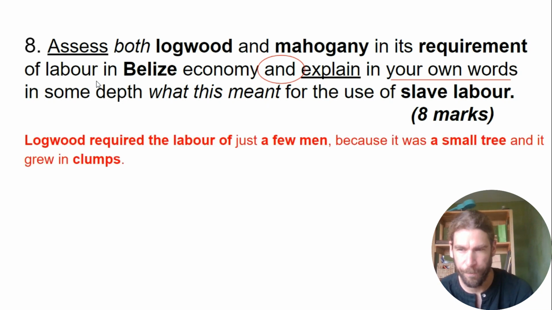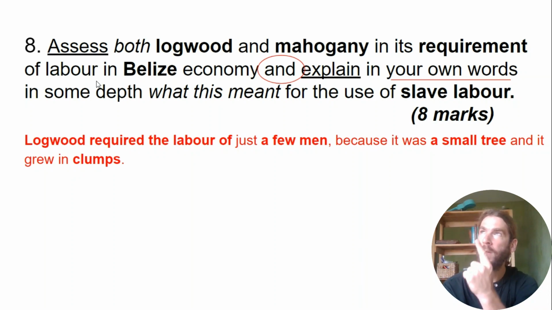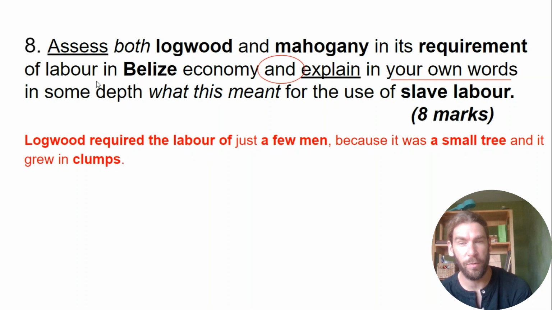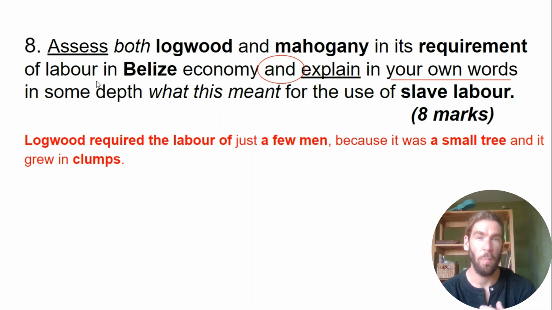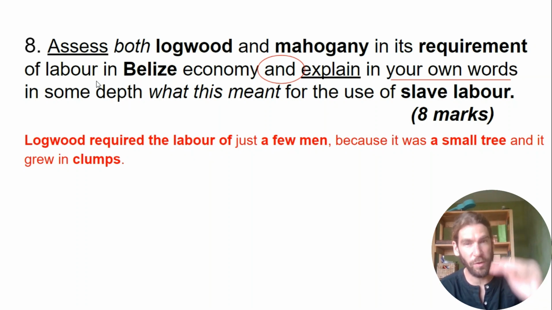There are 3 steps in there, or perhaps more. Logwood needed the labor of just a few men because it was a small tree and it grew in clumps. And clumps means it grew in small groups together. So it was not just loose trees, one here and one far away. No, they grew in clumps, small groups together. And it was a small tree.